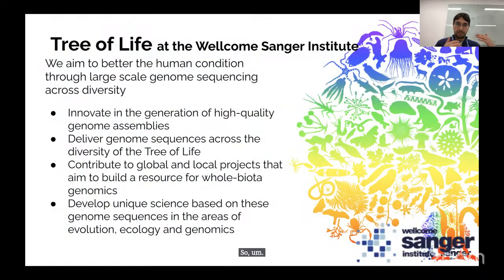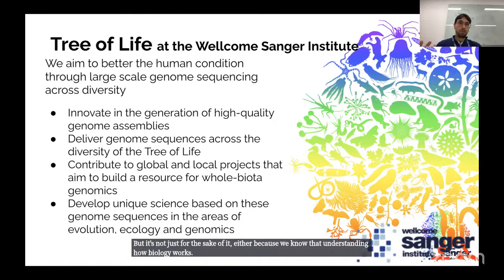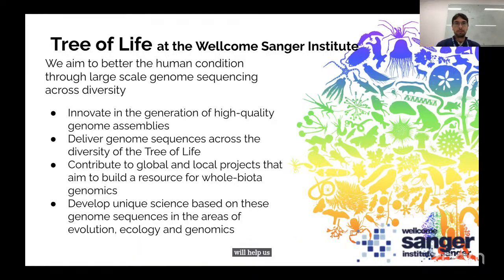We're a scientific program and department of the Sanger Institute called Tree of Life. We're focusing on non-human sequencing, because we're sequencing biodiversity at very large scale. But it's not just for the sake of it. Understanding how biodiversity works will help us design new drugs or find new insight into genomics, and eventually know better the human condition. That's the purpose of the program.